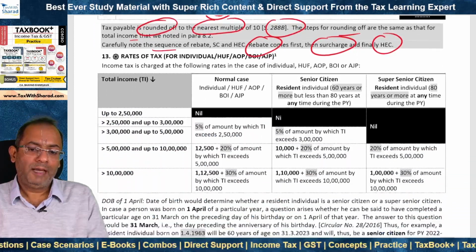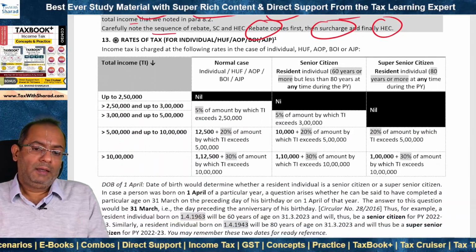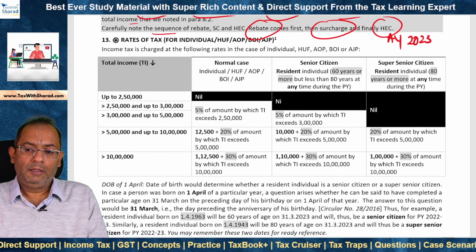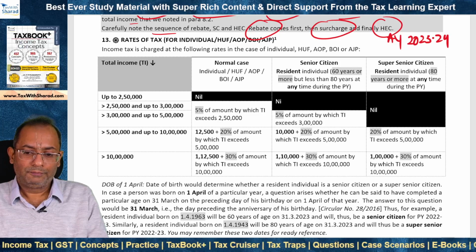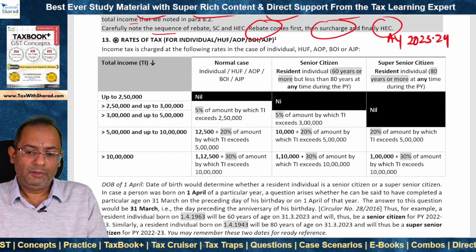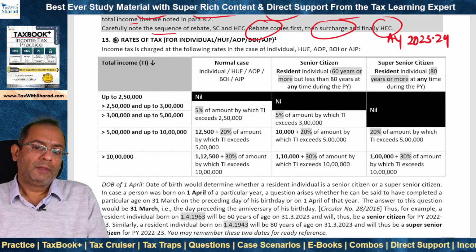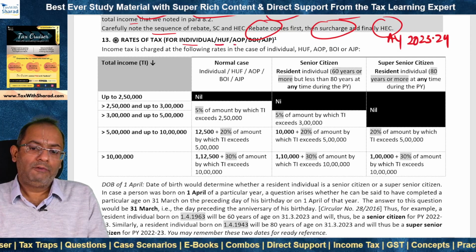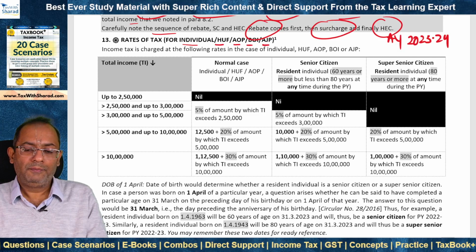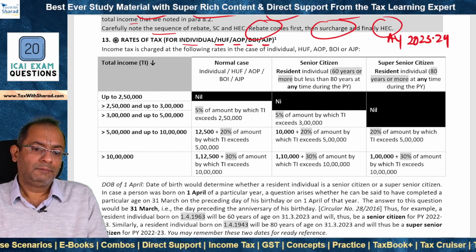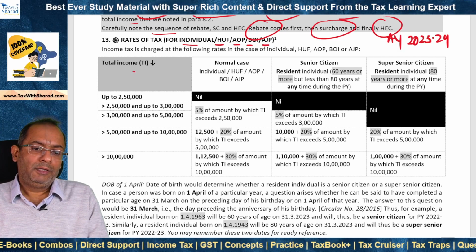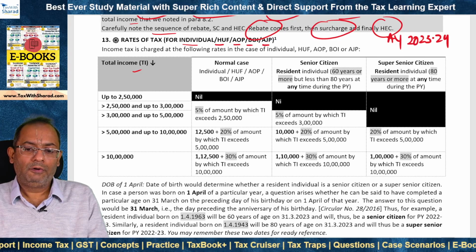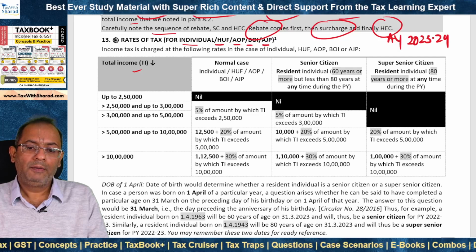Coming now to the rates of tax. These rates are applicable for assessment year 2023-24. We will now look at the rates applicable for individual, HUF, AOP, BOI or AJP, artificial juridical person. The rate of tax depends on the range of total income, and there are three situations in which a taxpayer can fall, and accordingly tax needs to be computed.